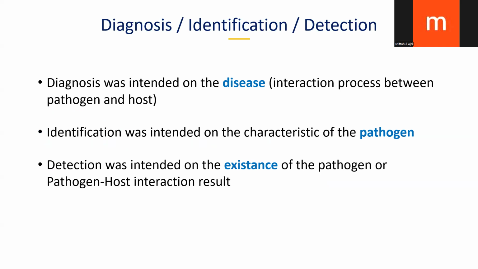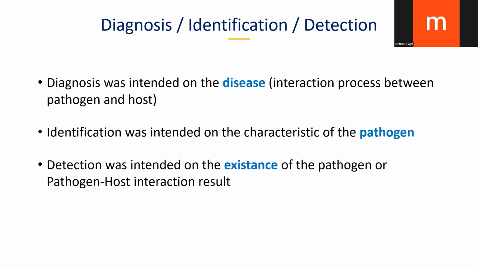Now, first, we will learn about the terms of diagnosis, identification, and also detection. These three terms are essential in plant disease protection, and you shouldn't be confused with one another. All three of these terms are processes.